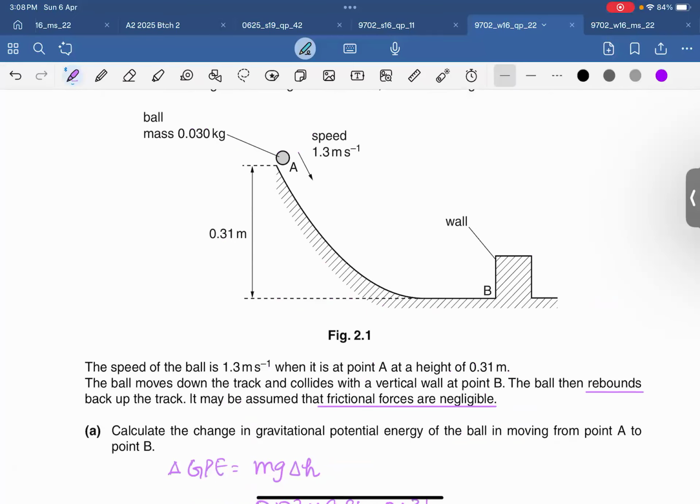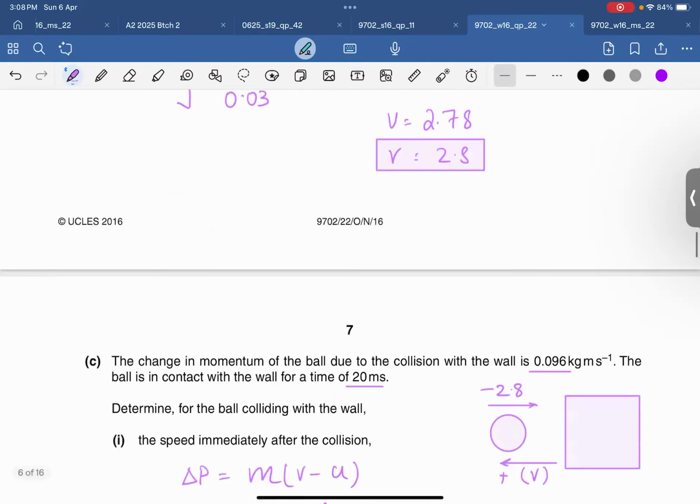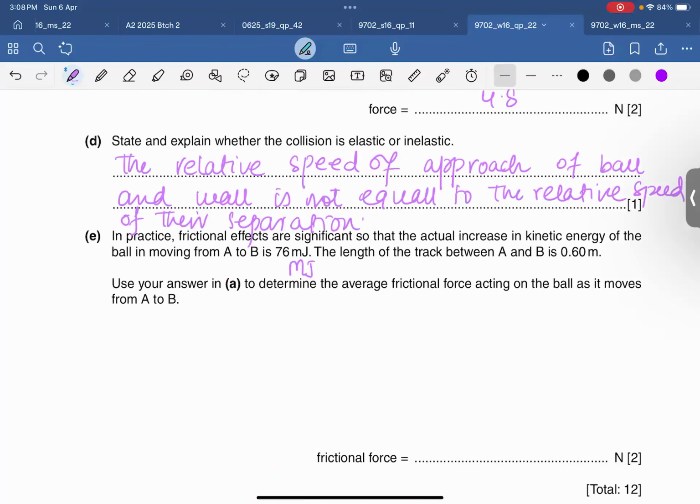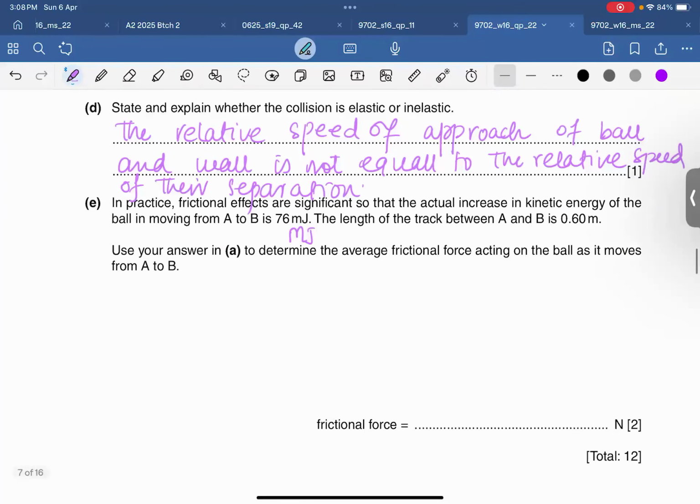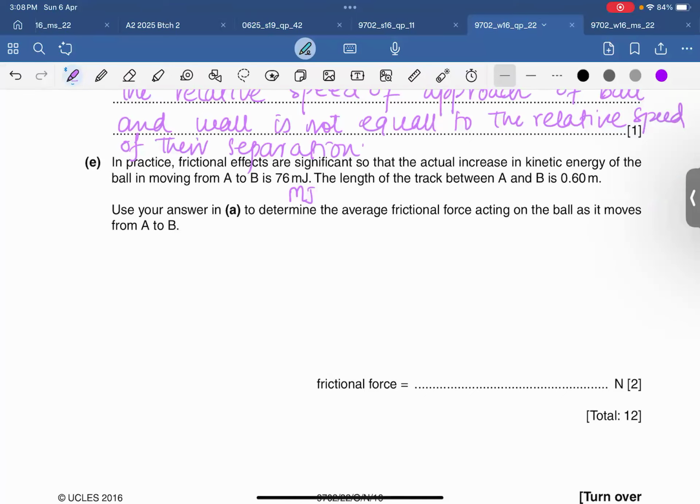At this point you'll have the gravitational potential energy plus the kinetic energy at point A, right? But they're saying the actual increase is given, okay, so there will be some amount of frictional force that will also be there. So आप कर लोगे 0.091. Determine the friction, use your answer in A to determine. So 0.091, which is the gravitational potential energy, minus the 0.076, or 76 exponent negative 3, right? It is equal to F into D. Yes, Imad, what you were saying? The change in kinetic energy, 0.076. Yes, this one.